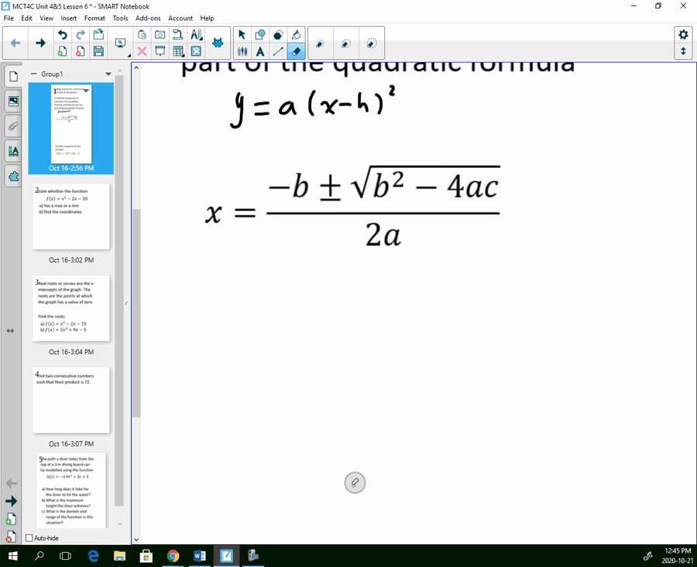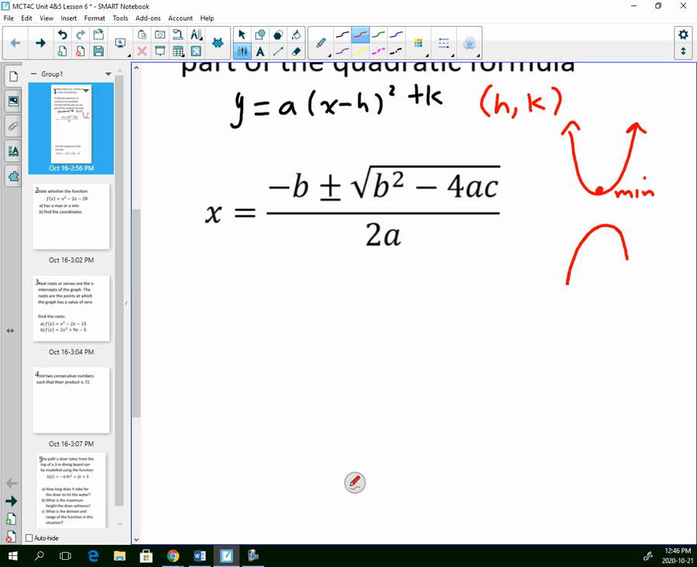We could have a quadratic in vertex form, and (h, k) would be the vertex, which is also the maximum or the minimum. So if we have a concave up, we would have a minimum point, and if we had concave down, then we would have a maximum point, right? So generally, we completed the square, and we were able to find the values of h and k.